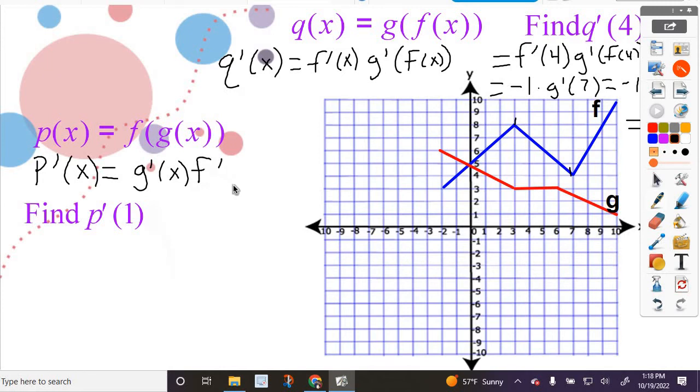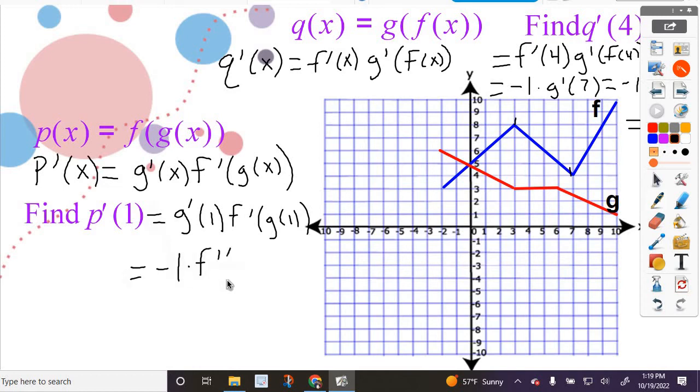Are y'all okay with that? So then, what does it ask me to do with that? Plug in 1. So I have g prime of 1 times f prime of g of 1. If I'm looking at g, that's my red graph. What value am I looking for on g? I'm looking for the slope when x is 1 because it's prime. So what's our slope when x is 1? Negative 1/2.